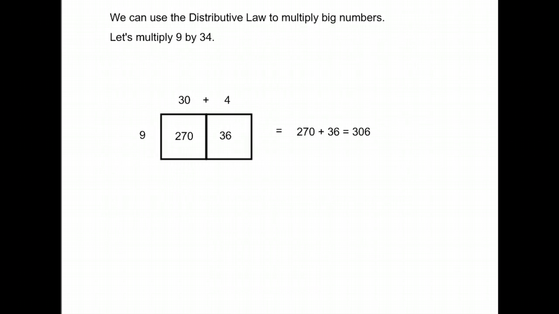We can use the distributive law to multiply big numbers. Let's multiply 9 by 34. So here we have 9, and this is 30 plus 4, so we've got 34. 9 times 30 is 270. 9 times 4 is 36. So we have 270 plus 36 equals 306. That's easy.